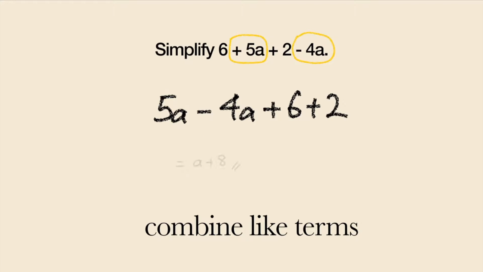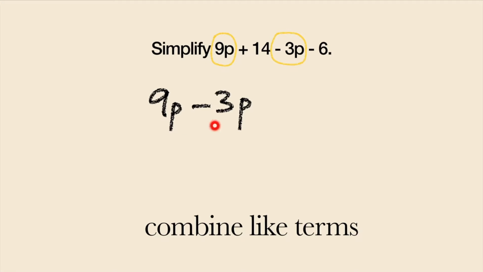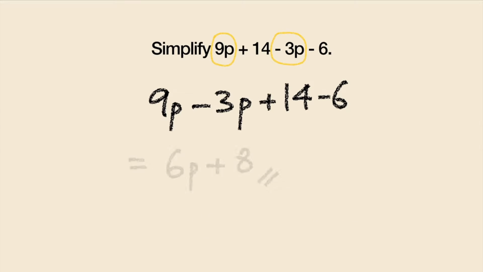So 5a minus 4a will get us 1a. When it comes to algebra, we don't really have to write 1a. We'll just write a. And 6 plus 2 will get us 8. And that's it. Here we have a four-term expression, and we will first identify the unknowns, and then we'll combine the like terms. So 9p and negative 3p will combine, 14 and minus 6 will combine. So that gives us 9p minus 3p, 6p. 14 minus 6 gets us 8.